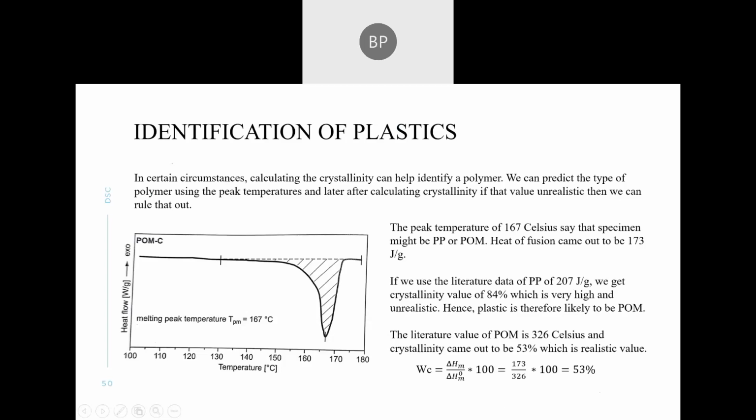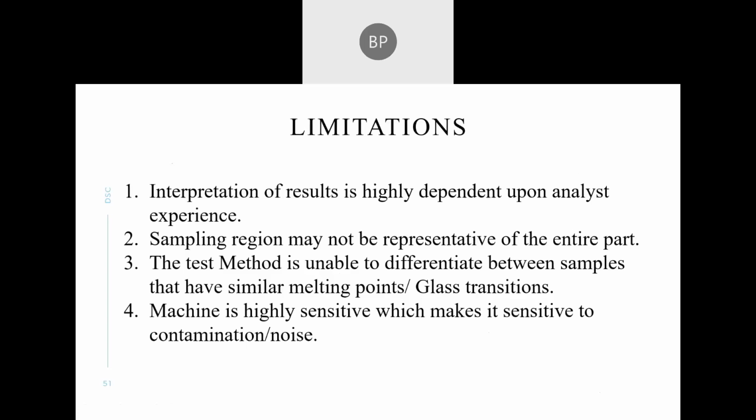Now, last but not least, let's see the limitations of this instrument. So one of the main limitations is that deducing the results of this DSC curve is very difficult, and it is highly dependent on the analyst's experience. So the more experienced the analyst, the more accurate the result deduction. And one of the main and important limitations is that we are taking only a small part of the sample for observation. So this part does not represent the whole material, the entire part of the plastic material.